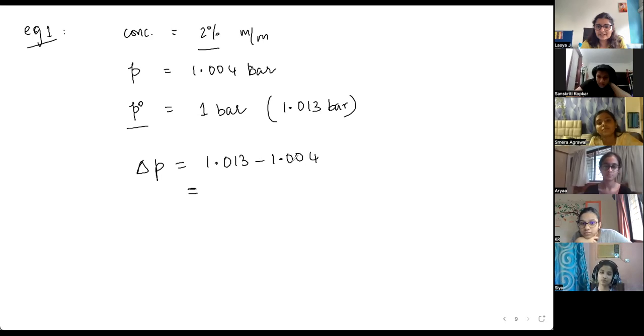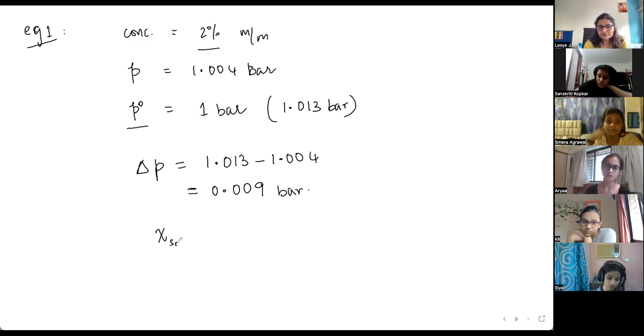So what difference is coming for this? 0.009 bar. Okay, 9 plus 430. Okay, so this is delta P, and we know that concentration of the solute is equal to delta P upon P naught, right?